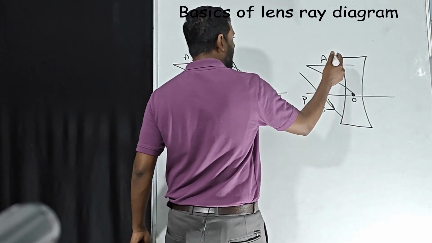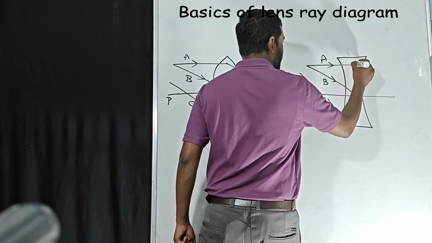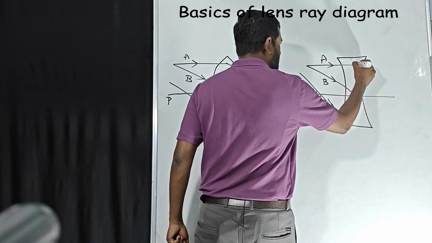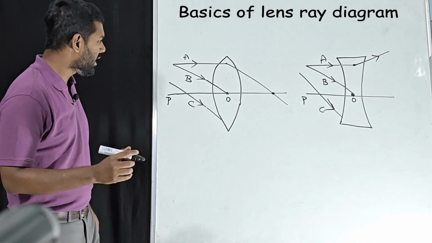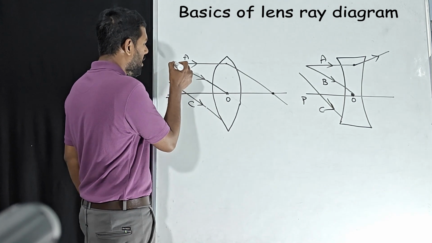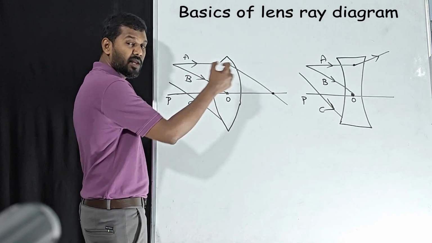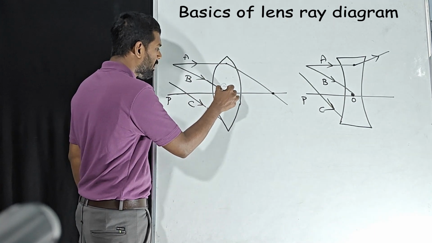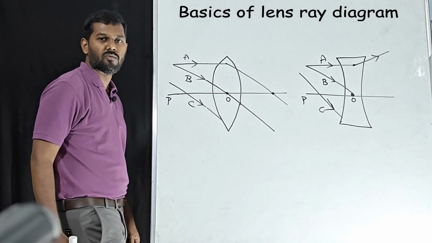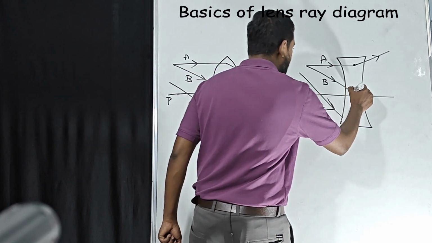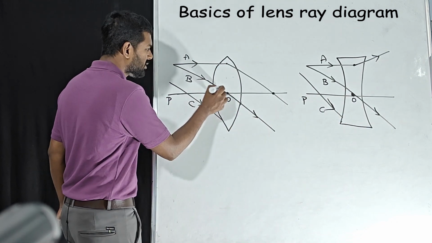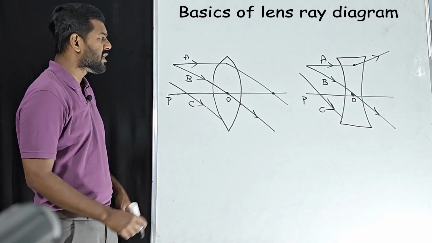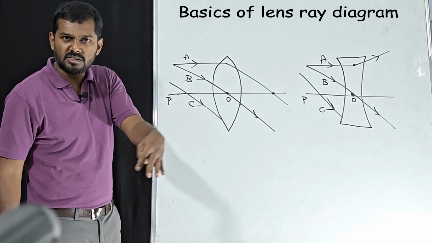But when it comes to a concave lens, if it is parallel to the principal axis, after refraction, it will diverge. Just keep this in mind. Next up, if a ray passes through the optic center in both the lenses, it passes without deviation. Without deviation in both the lenses, this is the case. If it is passing through the optic center in both lenses, it passes straight.